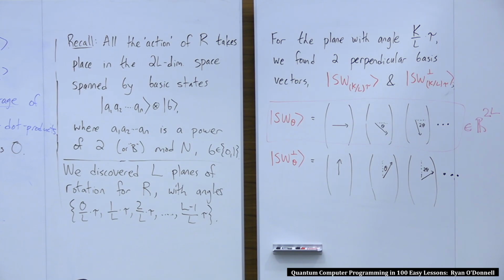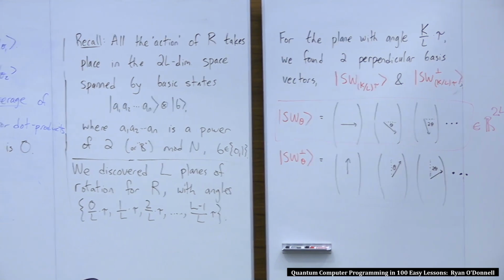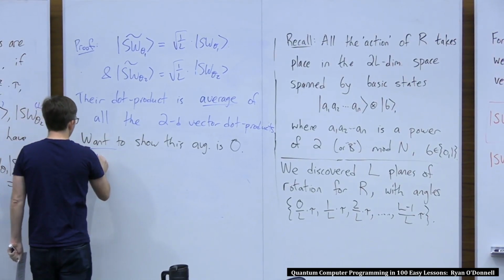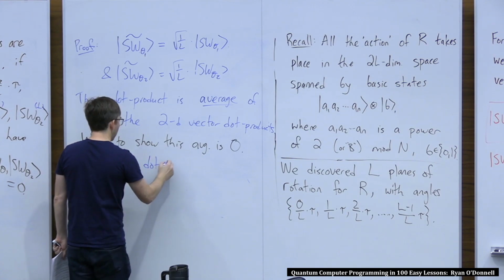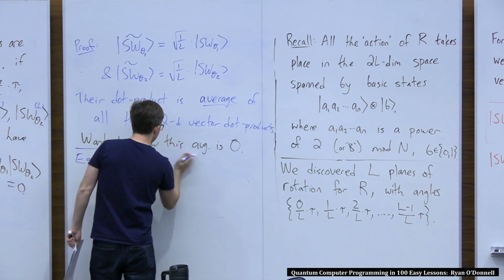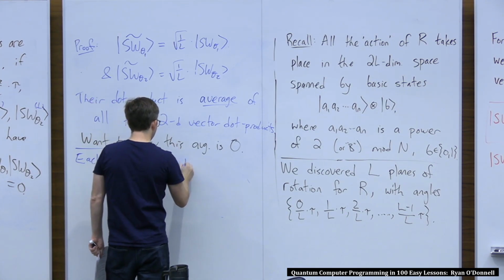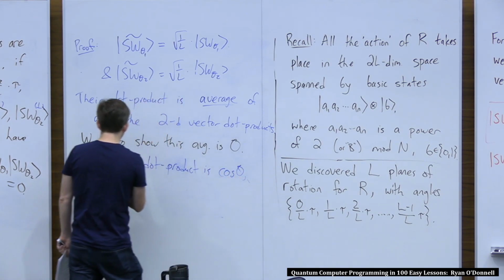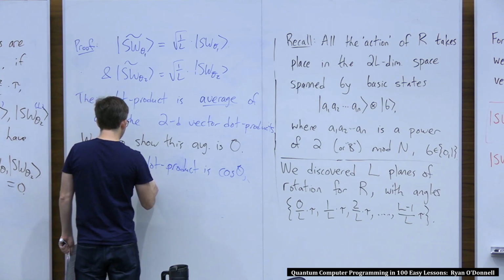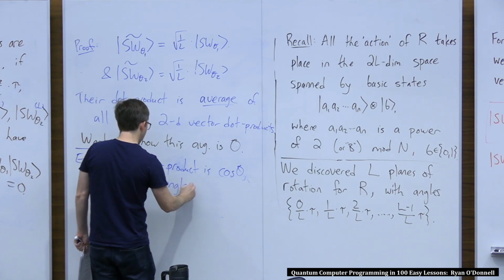Okay, so let me write that as well. Each 2D dot product is like cosine of theta, where theta is the angle difference between the 2 vectors.